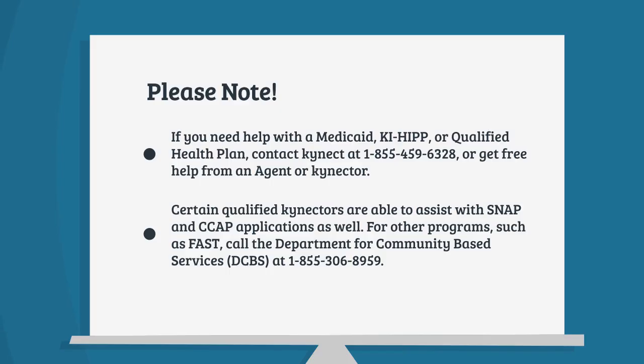1-855-459-6328 or get help from an agent or connector. Certain qualified connectors are able to assist with SNAP and CCAP applications as well. For other programs, including programs that are not available for self-service application, such as FAST, call the Department for Community-Based Services or DCBS at 1-855-306-8959.